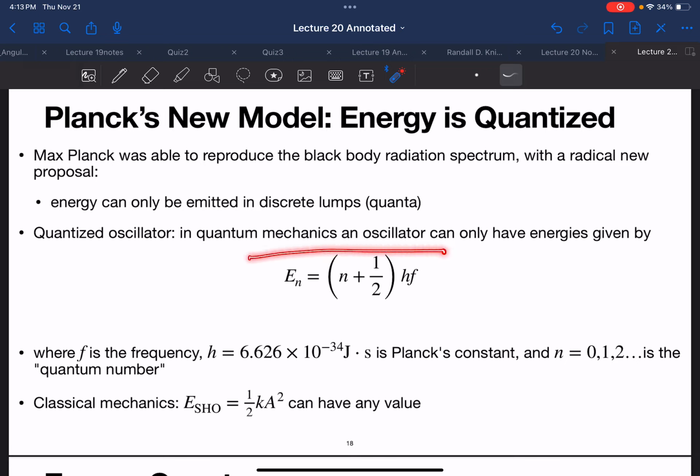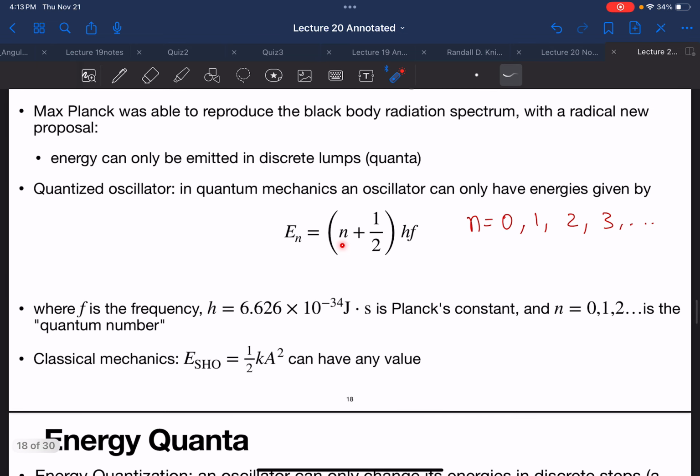Here is the result for a quantum oscillator. If you try to calculate the energy for a quantum oscillator, we get that the energy levels should correspond to the following, where n is some integer value: n equals 0, 1, 2, 3, etc. So this is showing quantized energy levels. In this formula, n is an integer, h is Planck's constant, given here, and f is the frequency of that oscillator.